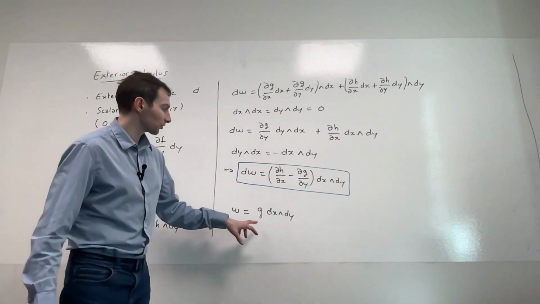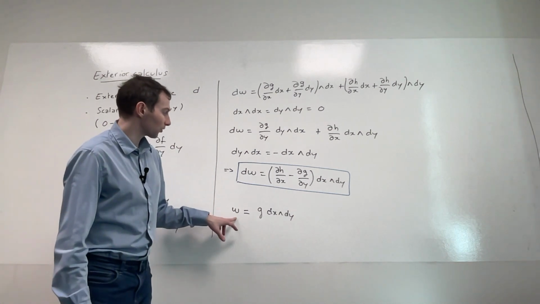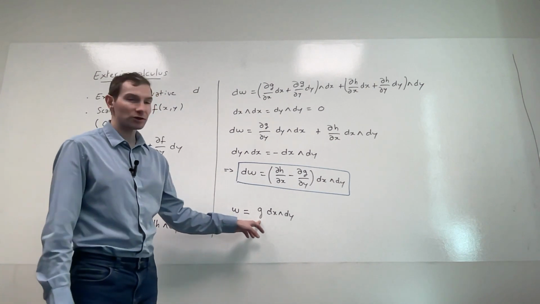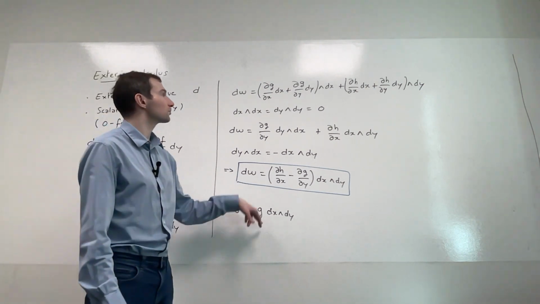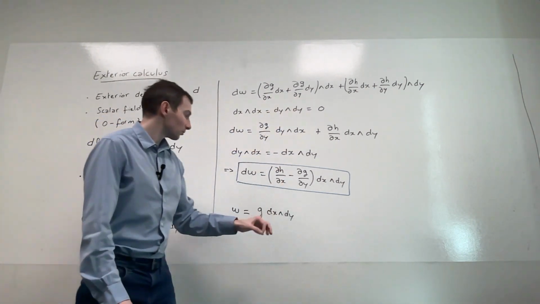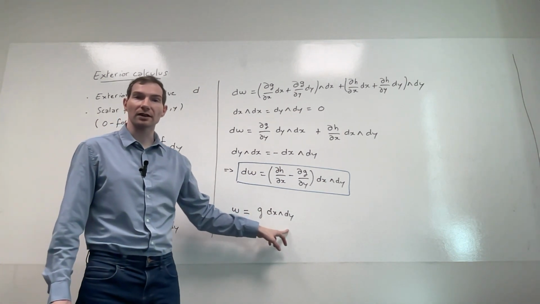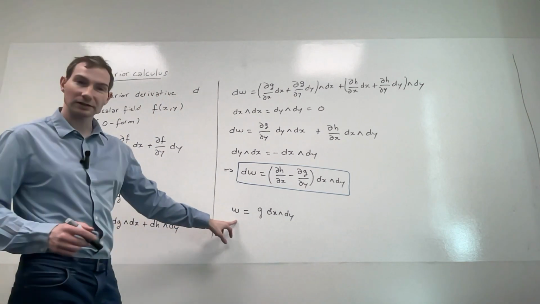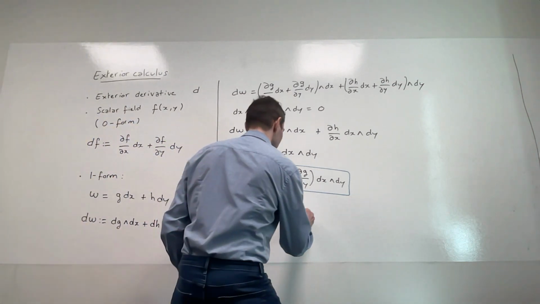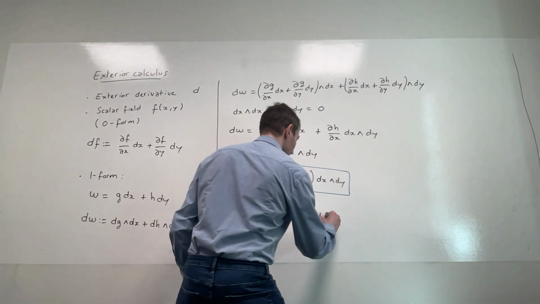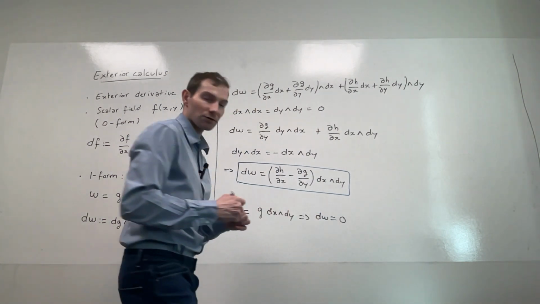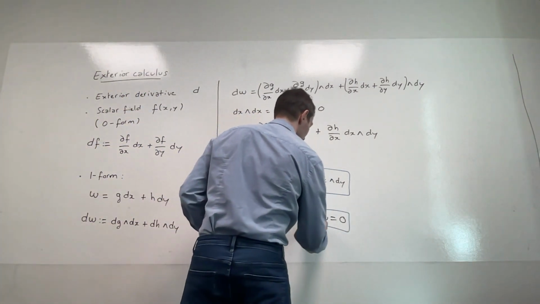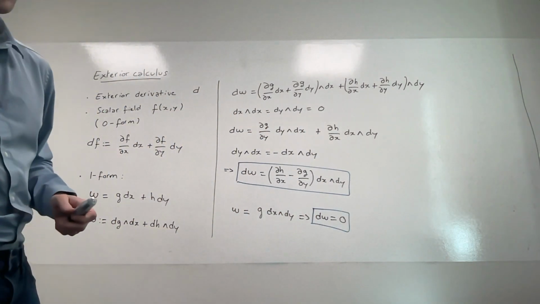And the reason why you're going to get 0 is because if you've got omega, which is g dx dy, then any partial derivative you're going to get is going to be in front of a dx or a dy, but you already have a dx and a dy there. So by applying that rule, you're going to get 0. So if you try to get this one here, you're going to automatically get d omega is equal to 0. So if you will, that's a sort of theorem.